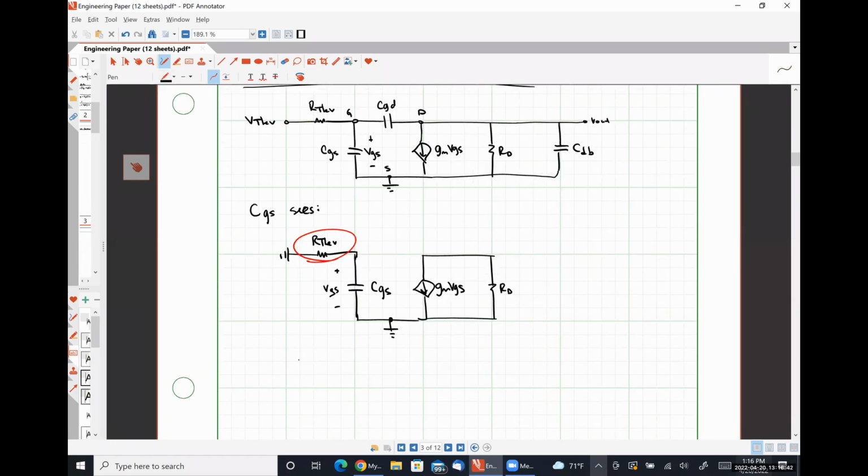And so tau GS is simply CGS times R Thev, or CGS times R sig in parallel with R1 in parallel with R2, if my memory serves me correct. Definitely CGS times R Thev. The question there is whether I'm remembering what R Thev actually is from a week ago.